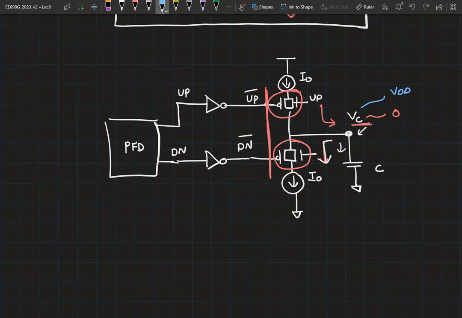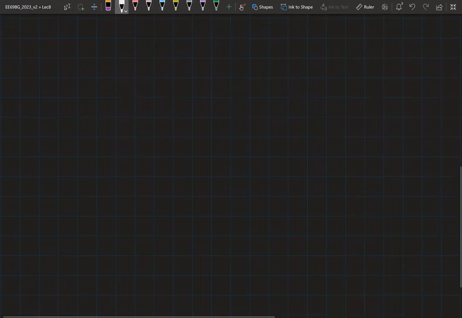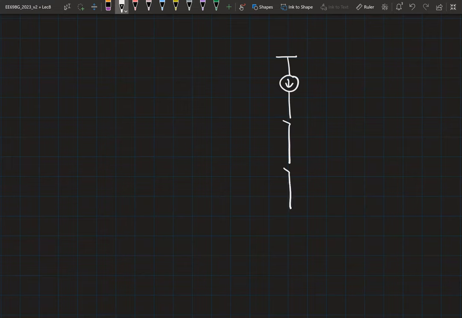Okay. So now we are still constructing our charge pump. So we have some I naught and I naught. We know what to do with the switches now. We will simply have to replace it with transistors. Any comments on how we can generate I naught?